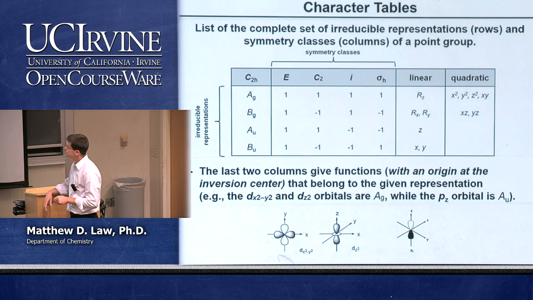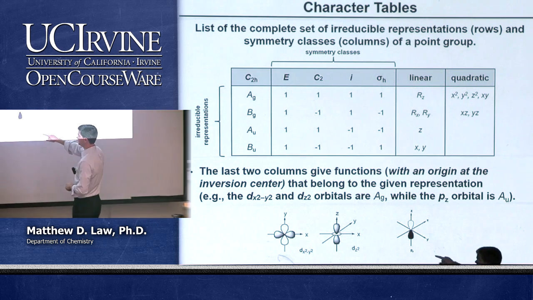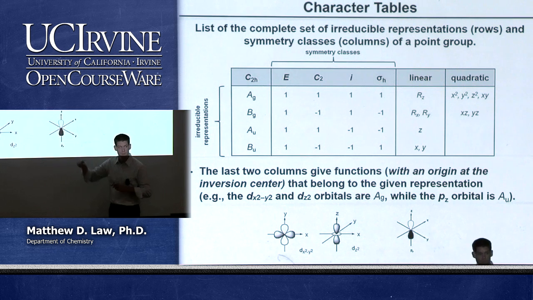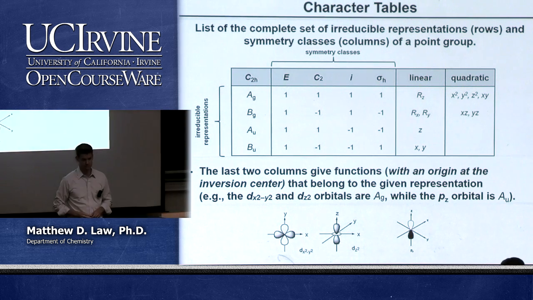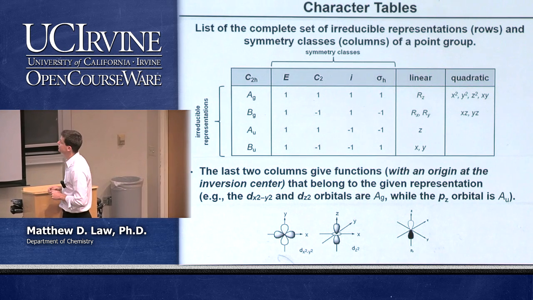Under E, nothing changes. Under C2, nothing changes because that's along the z-axis, which is parallel with the lobes here. Under inversion, what happens? The positive lobe, let's just call that this dark lobe here, jumps up here, and the negative lobe jumps down here. The thing has been multiplied by -1, so it's anti-symmetric. That's why we have a -1 for the character.